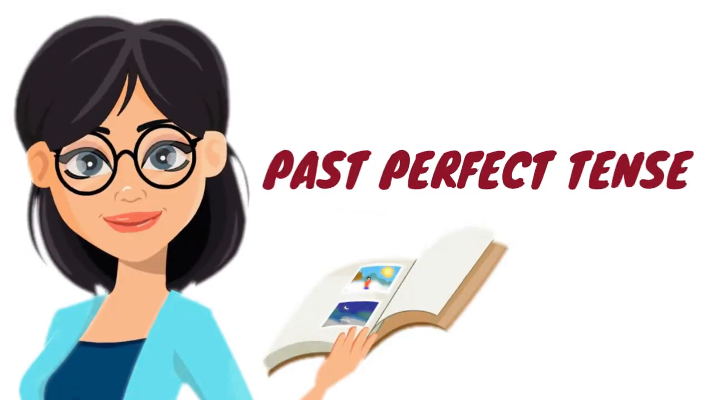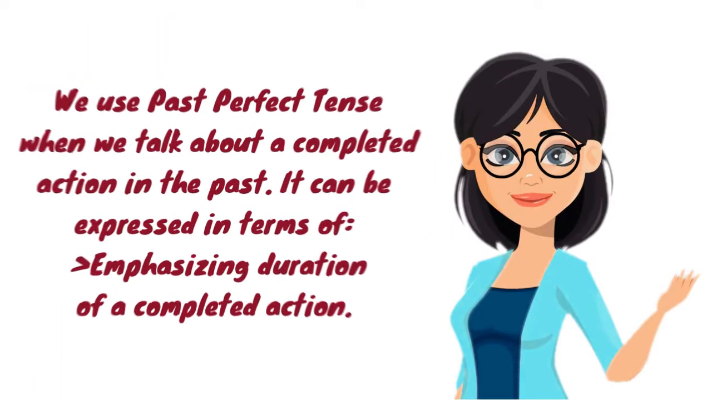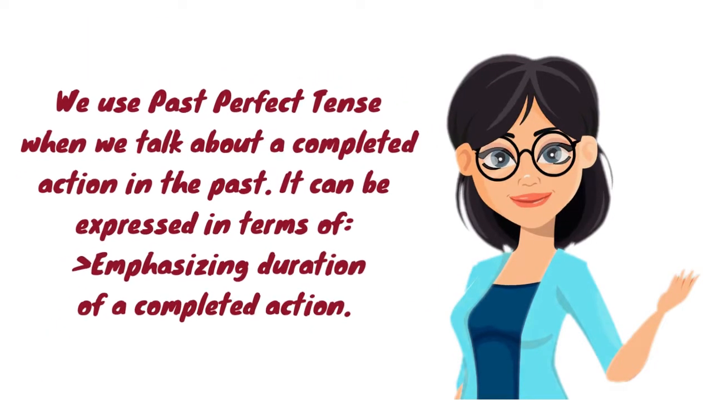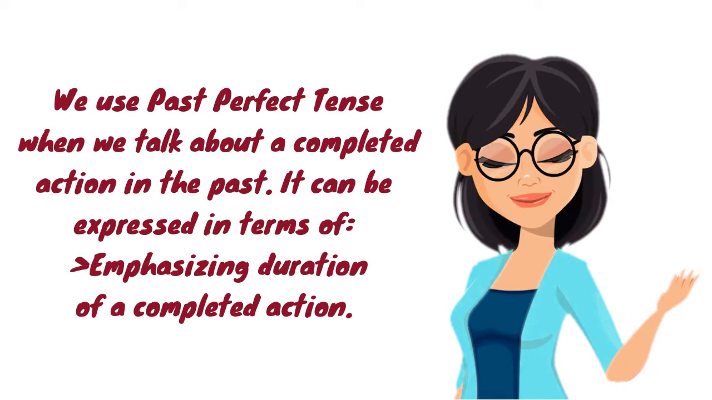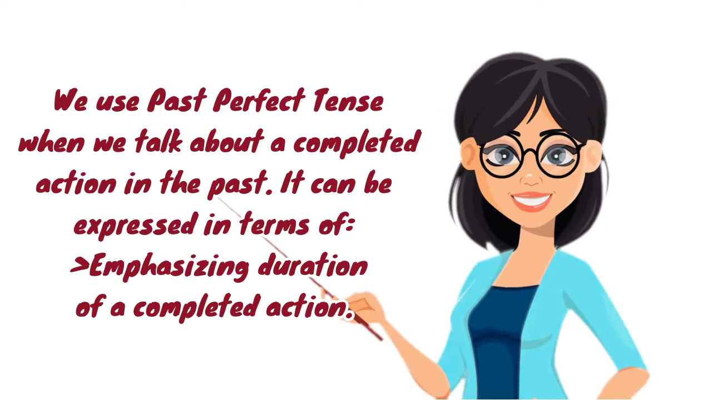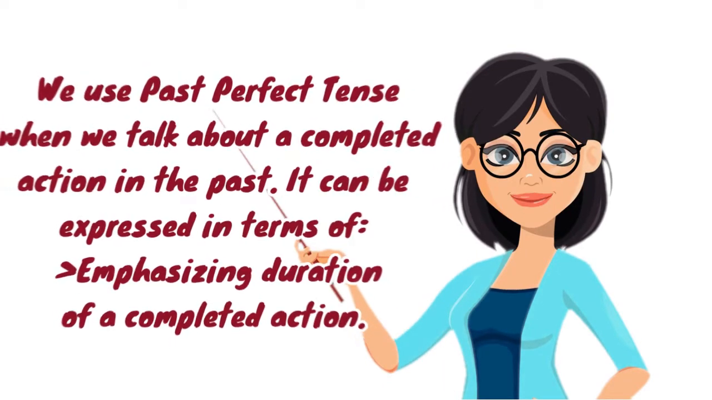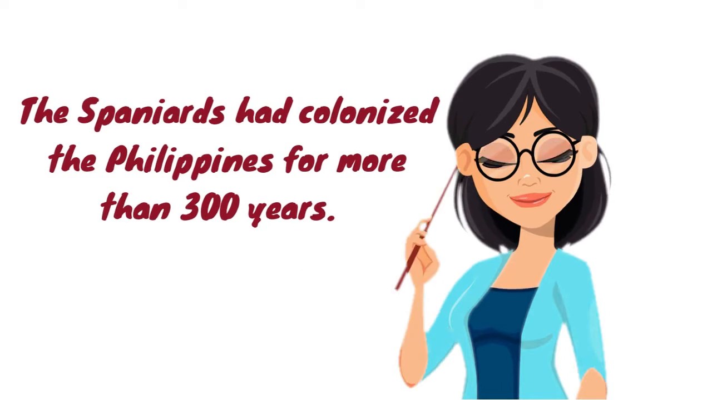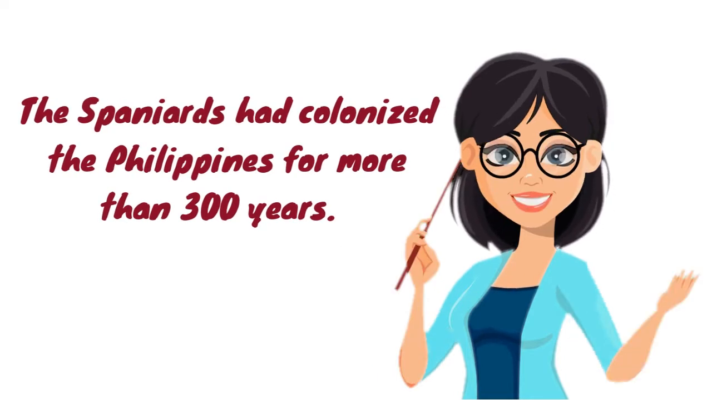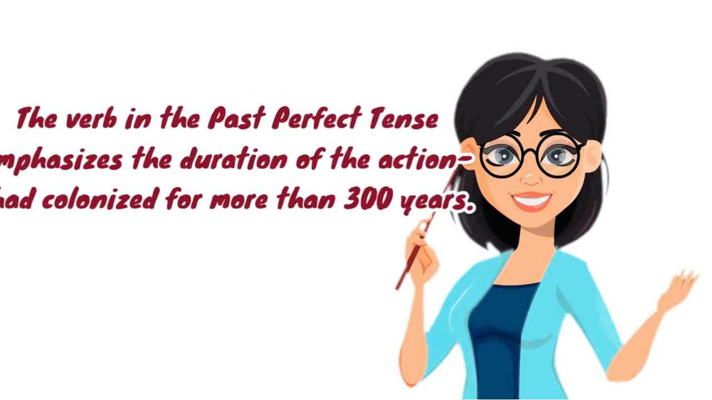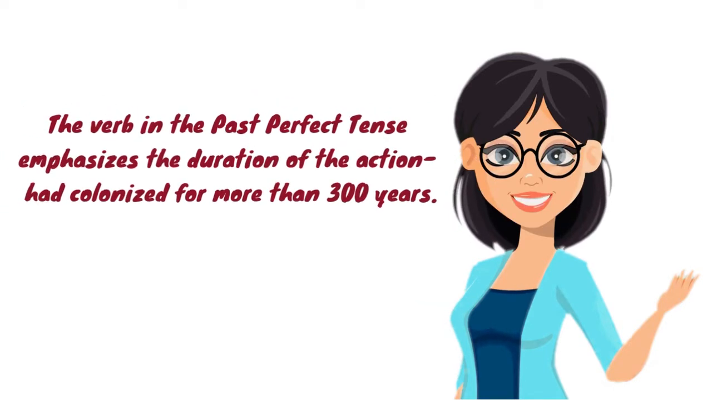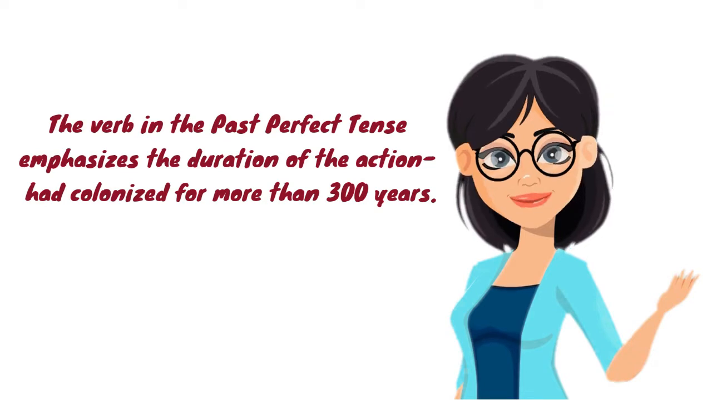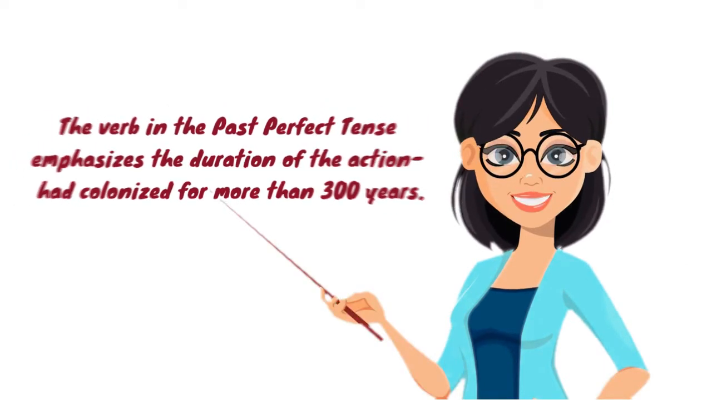Now let us have the past perfect tense. We use the past perfect tense when we talk about a completed action in the past. It can be expressed in terms of emphasizing duration of a completed action. Example, the Spaniards had colonized the Philippines for more than 300 years. The verb in the past perfect tense emphasizes the duration of the action. Had colonized for more than 300 years.